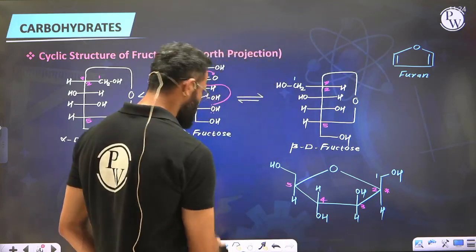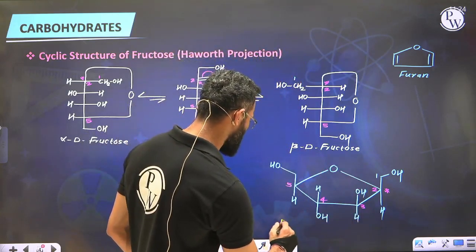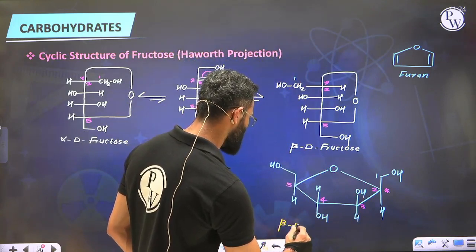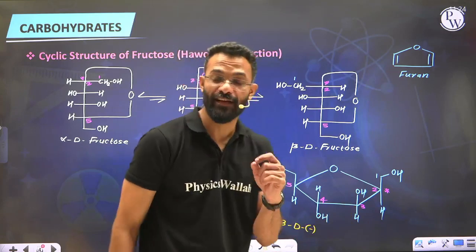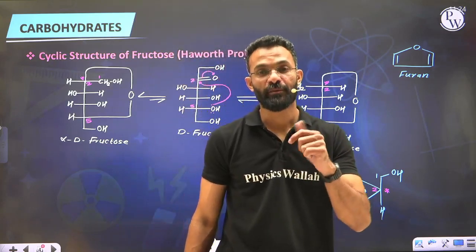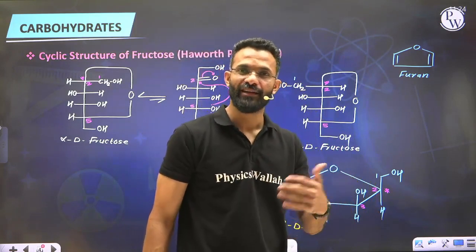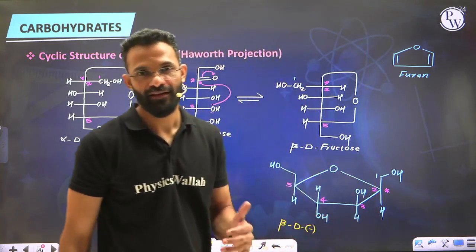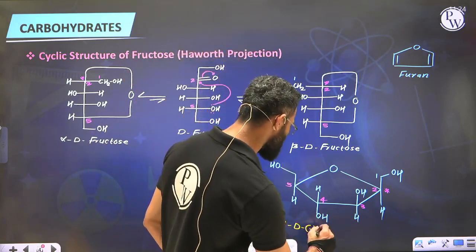So how do we name this now? We'll name it like this: beta D minus, because I said fructose is a levorotatory sugar. Experimentally, if you make an aqueous solution of fructose and pass plane polarized light, it will rotate the plane of PPL to the left. Hence it is levorotatory. So beta D minus fructose.